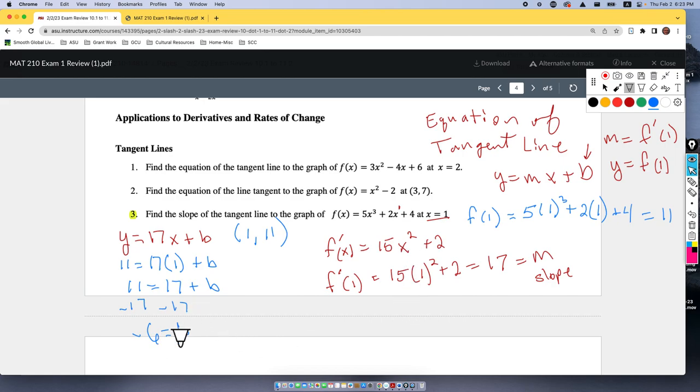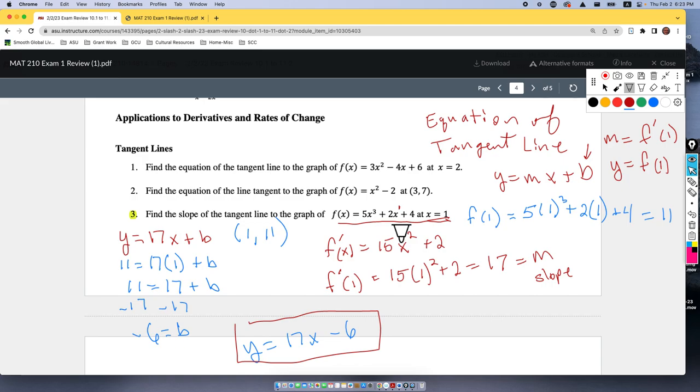Okay. So where are we? We're not really done. We want to rewrite it. The final answer is going to be y equals 17x minus 6, and that is the equation of the tangent line. Now, if you've got a TI-84 or 83, you could plug the original function into the graphing menu. You could graph it, and then go to second draw, and have it draw the tangent line. It will draw the tangent line, and it will give you the equation of the tangent line.